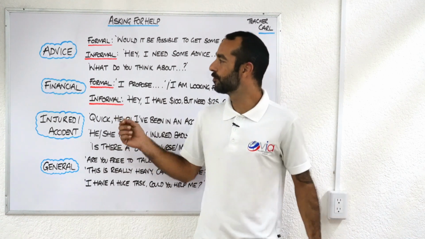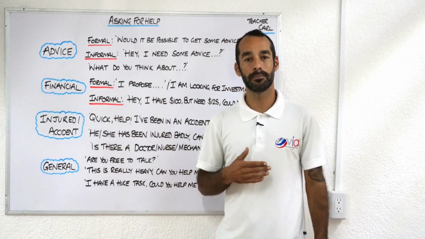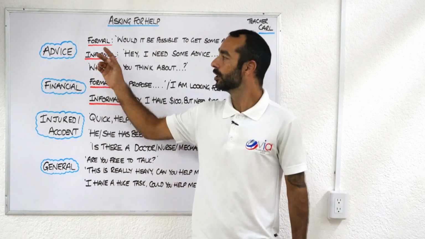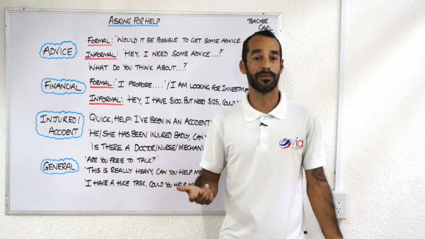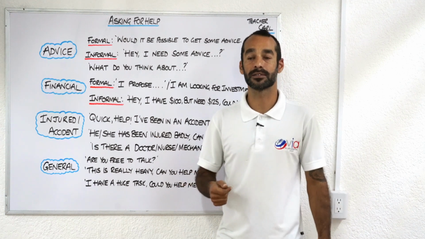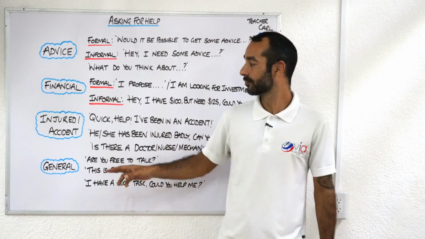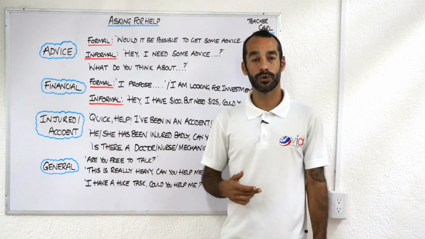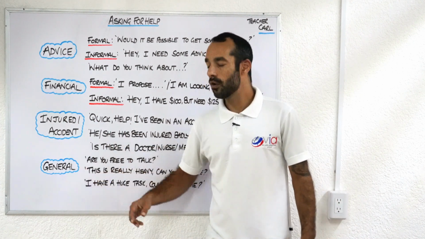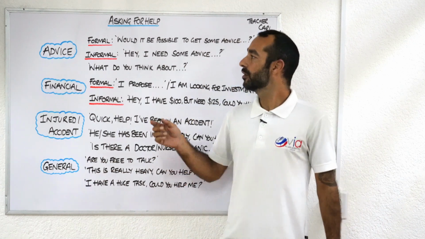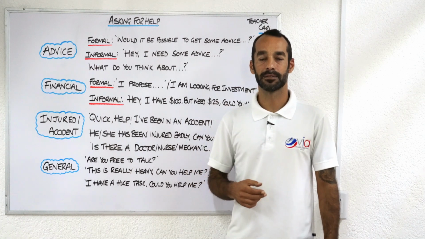So I've started with 4 areas. These are probably going to be the main areas in which you need to ask for help. So you may just need some advice, simply some advice. Maybe it's financial help that you need. If you've been injured or you're in an accident, or maybe it's general help that you're looking for. So let's start with some advice.